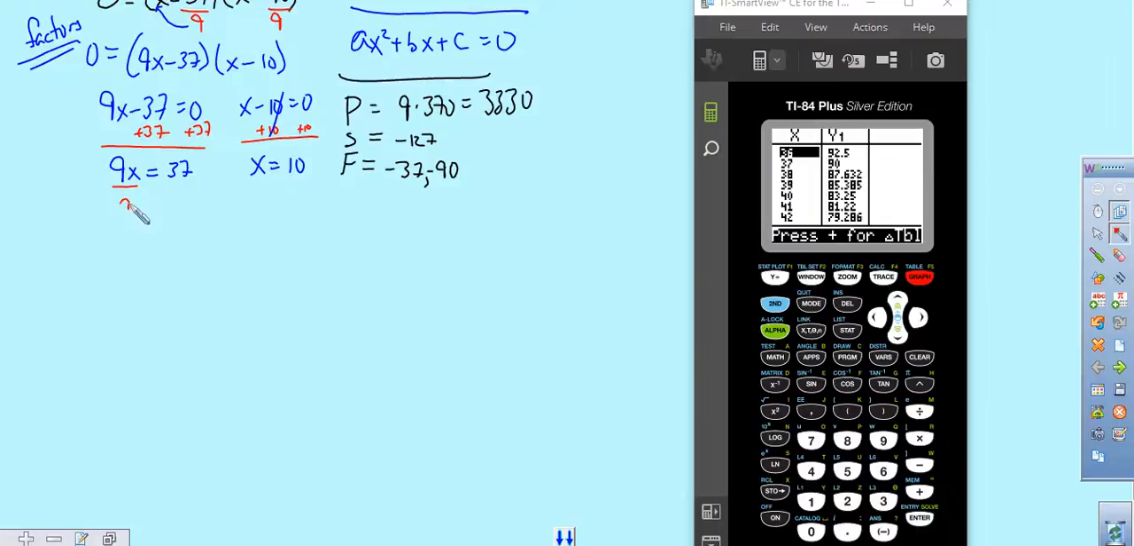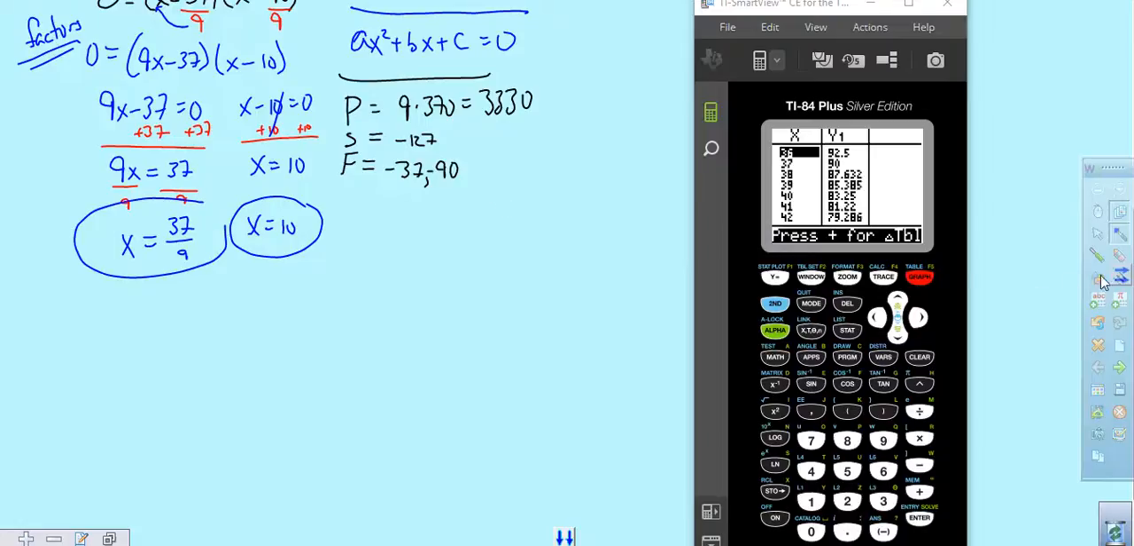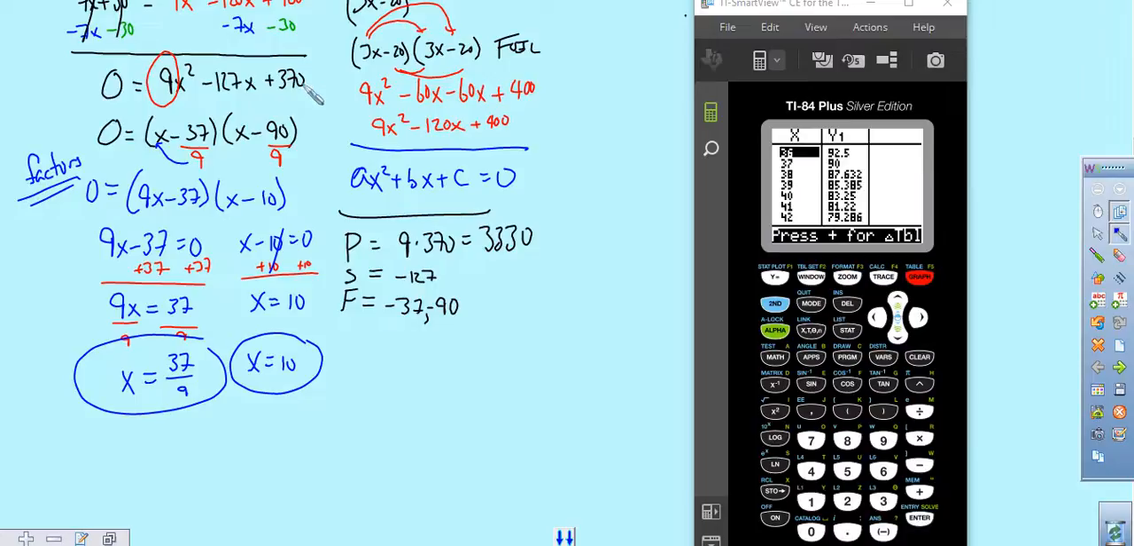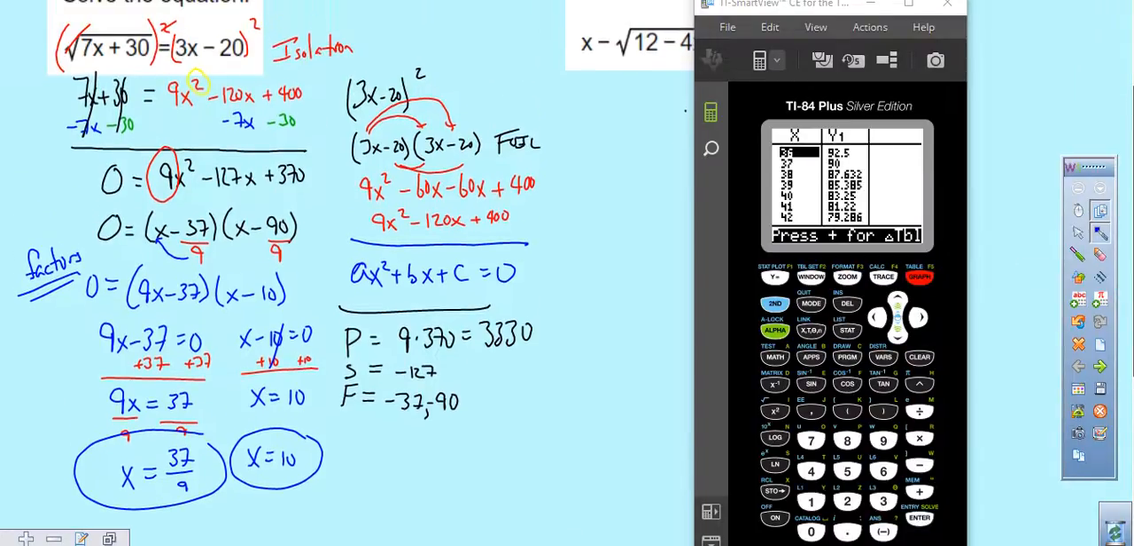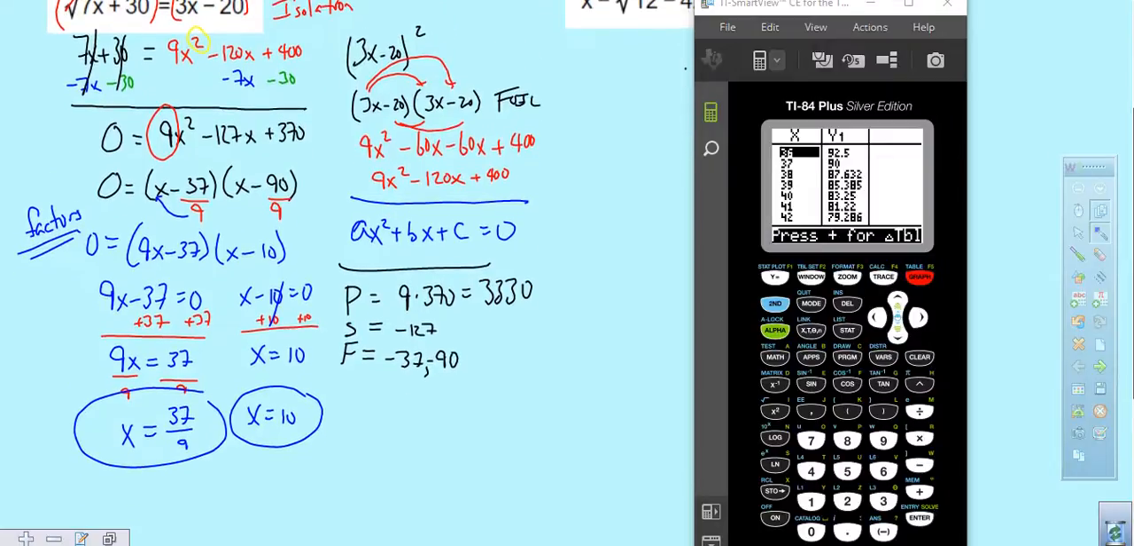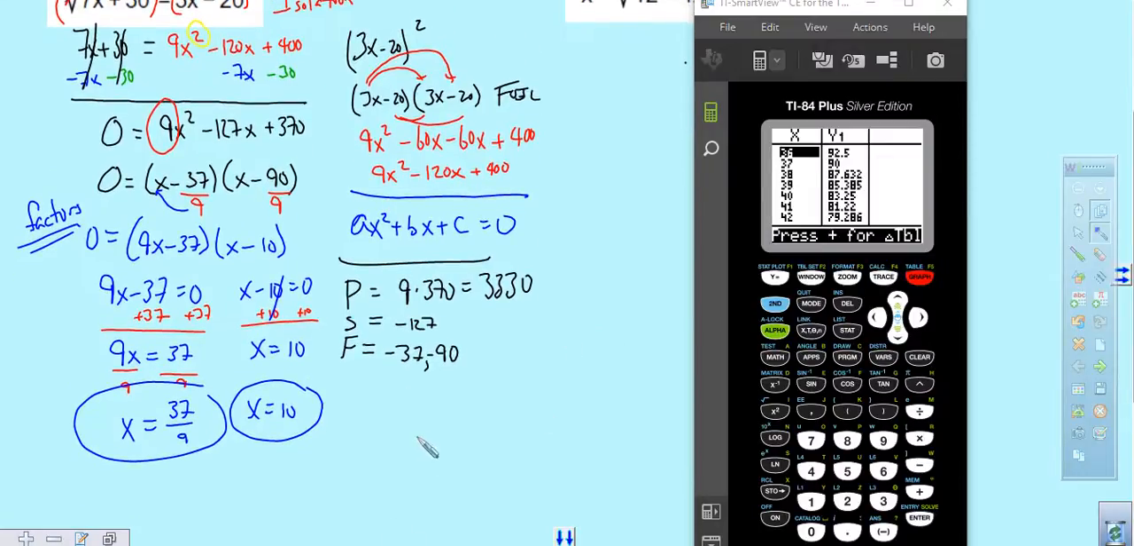We divide by 9, we divide by 9. We come out of this as x equals 37 over 9. In this case, we get x equals 10. So from this point, because we're dealing with radicals, and when we square something like that on both sides, we have the possibility of an extraneous solution, so we need to check. So this step we're about to do is the check.